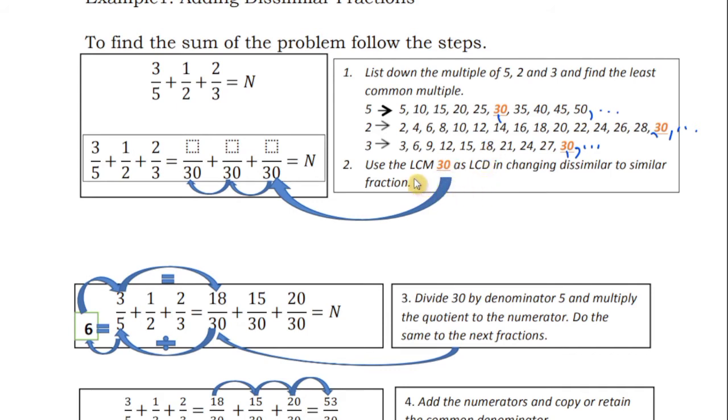So they use the LCM 30 as LCD in changing the dissimilar or similar fractions. So we have here 30.